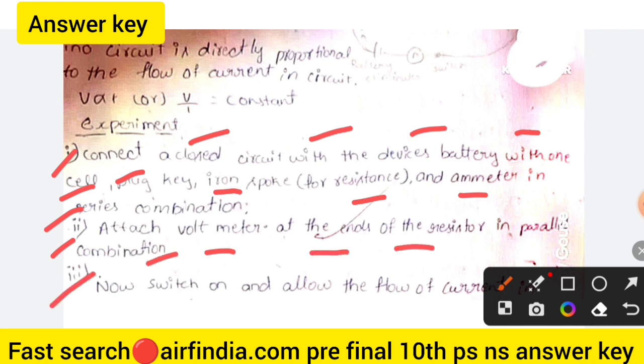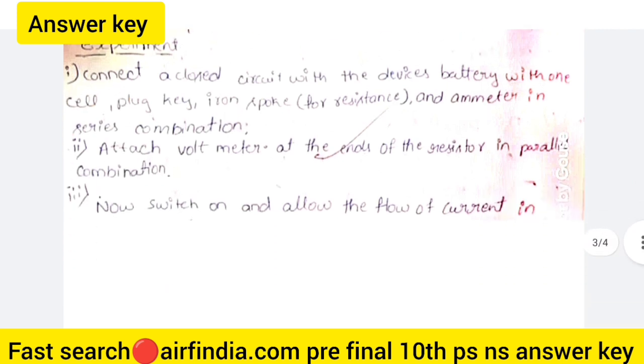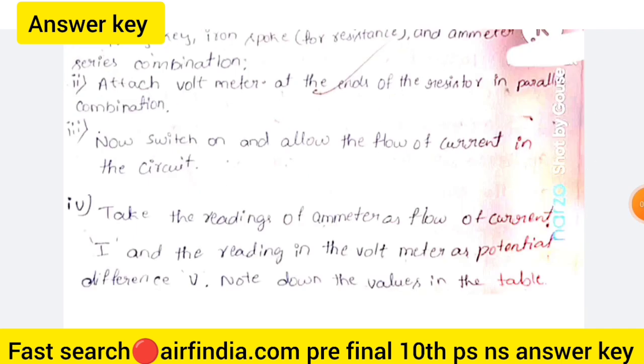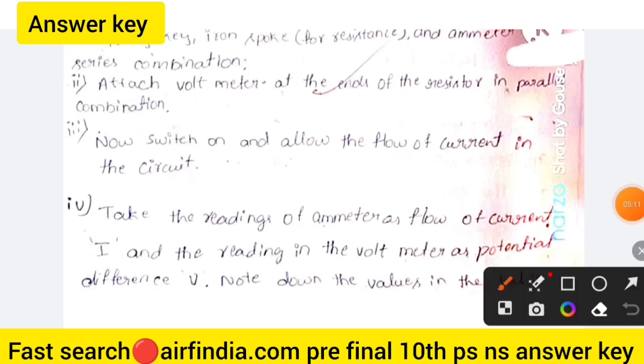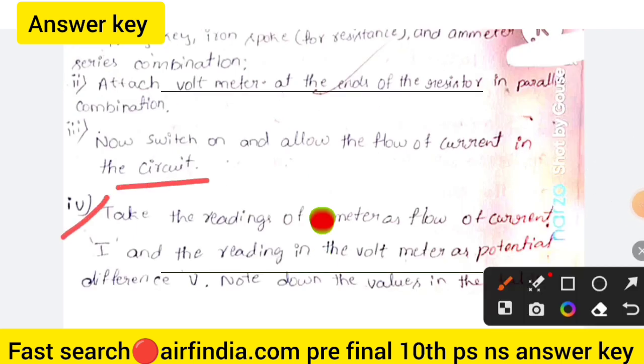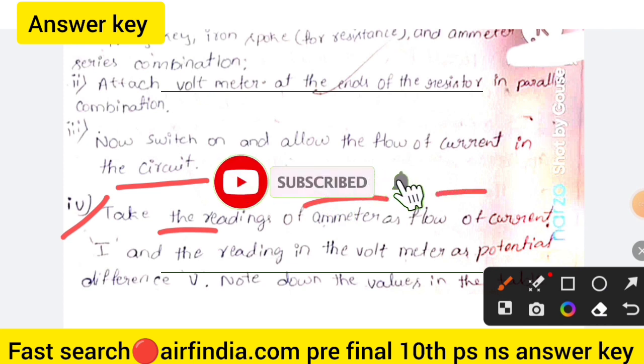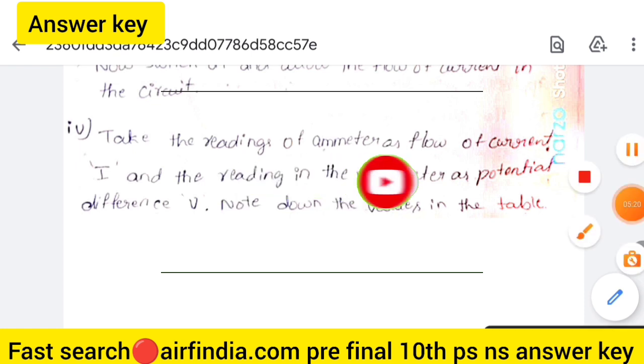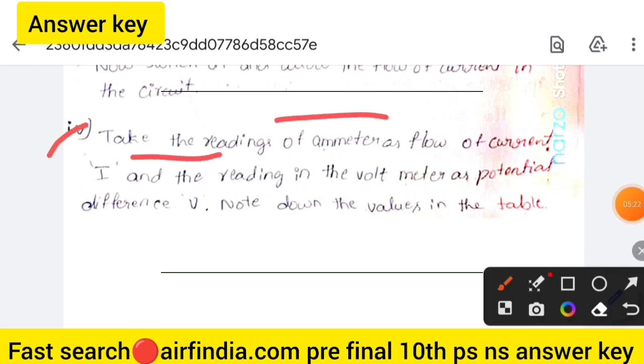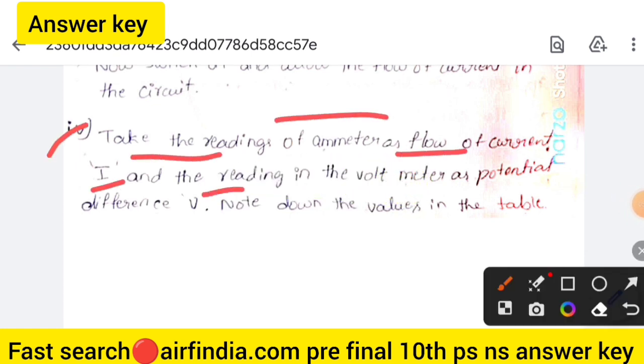So third, now switch on and allow the flow of current in the circuit, and take the readings of the ammeter, flow of current I, and the reading in the voltmeter, or potential difference V. Note down the values in the table.